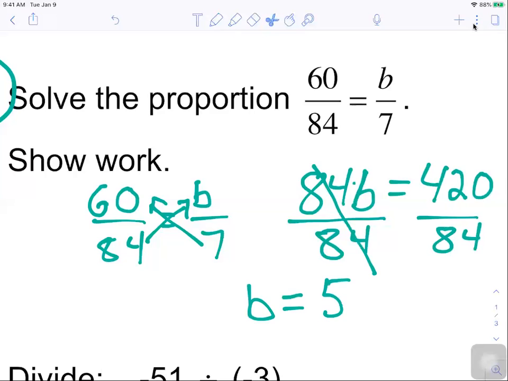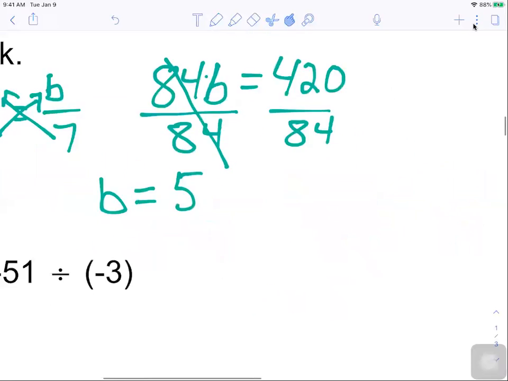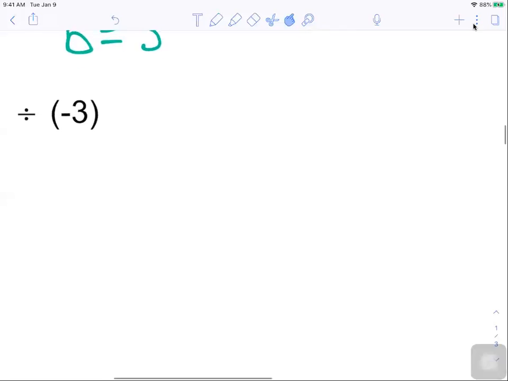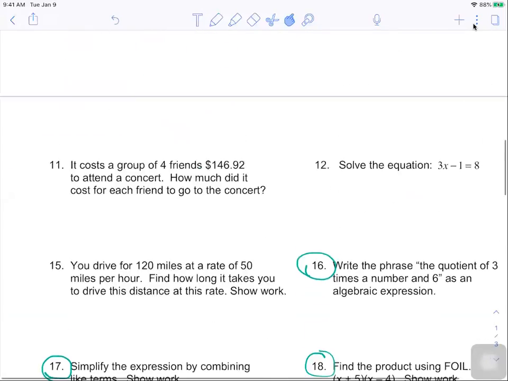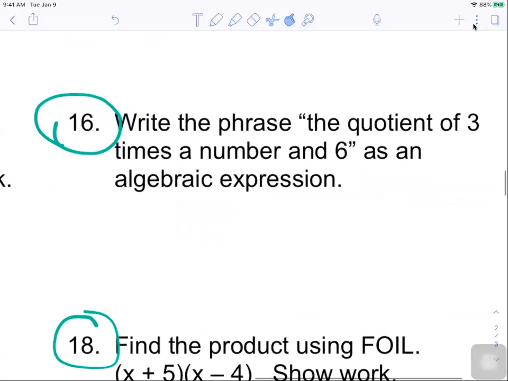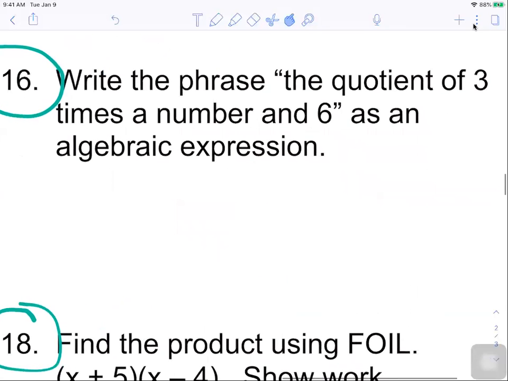Another one that we want to go over with you is going to be number 16. So if you could find 16 on your paper. Now we're looking at some wording here in algebra, and this one says, write the phrase, the quotient of 3 times a number and 6 as an algebraic expression.